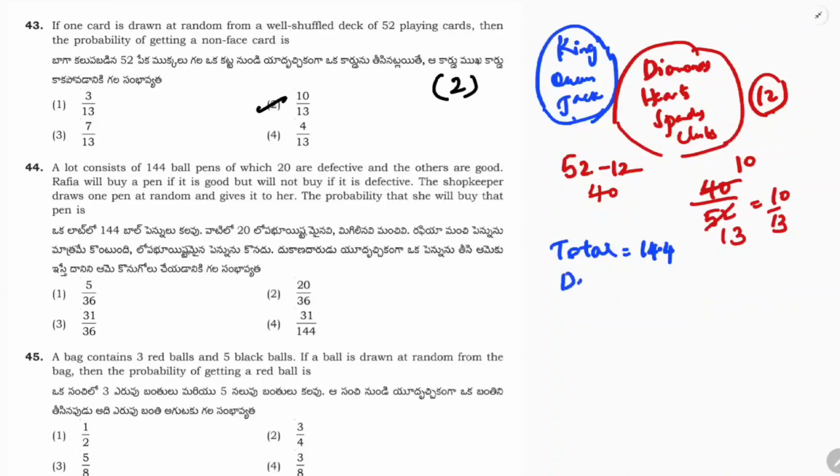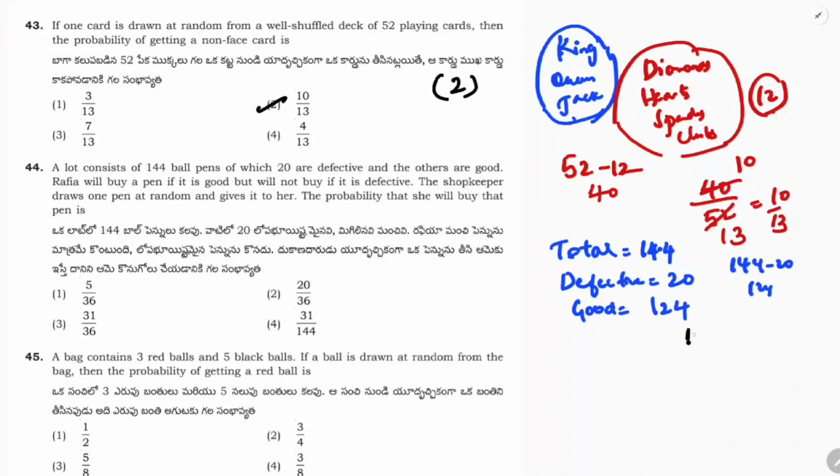Defective ones are 20. So good pens are 124, because 144 minus 20 is 124. Rafia will buy a pen if it is good, but will not buy if it is defective. The shopkeeper draws one pen at random and gives it to her. The probability that she will buy that pen is, she will buy the good one.